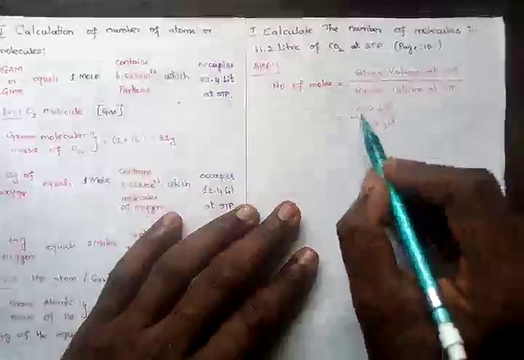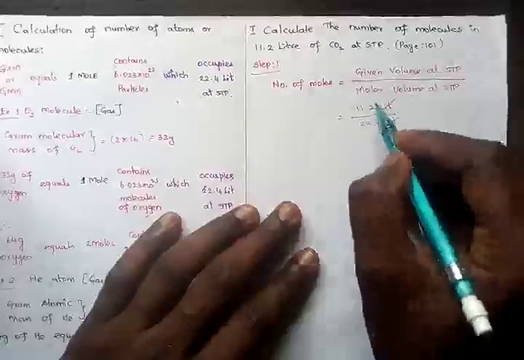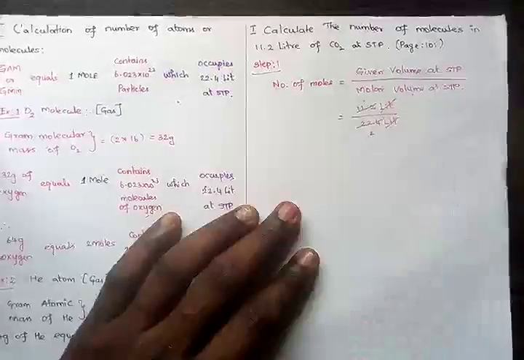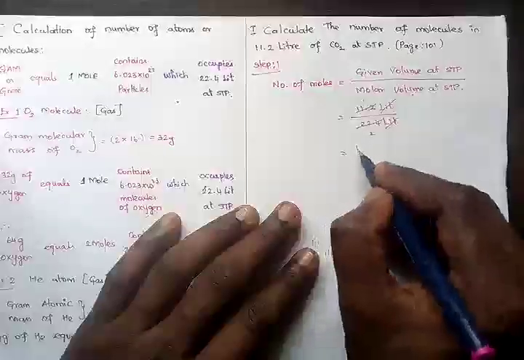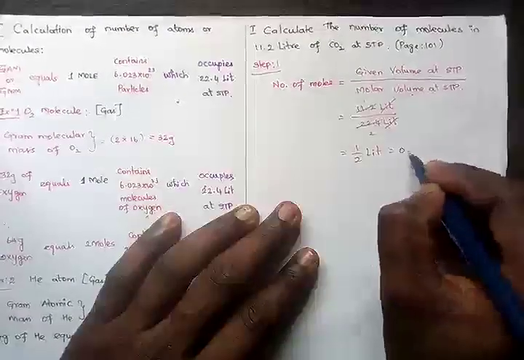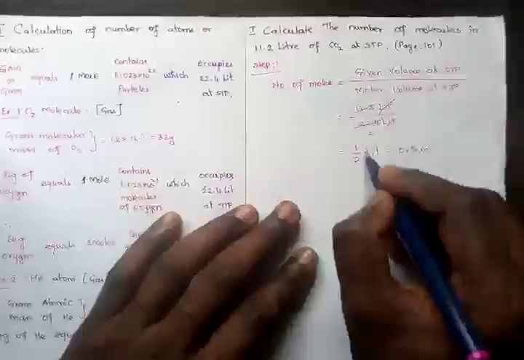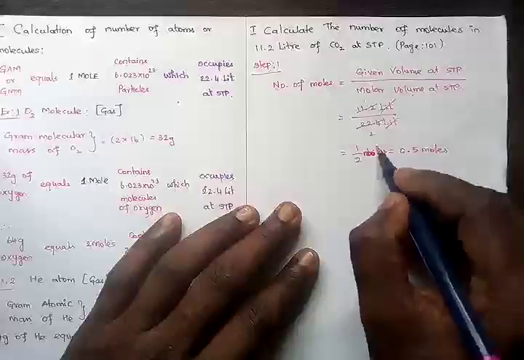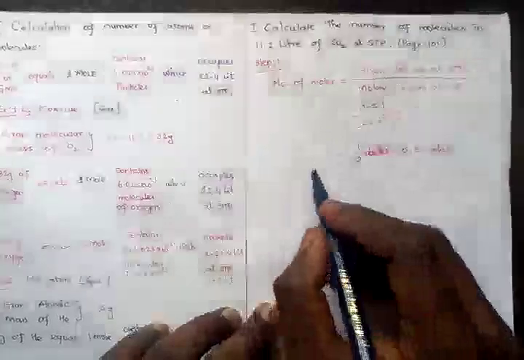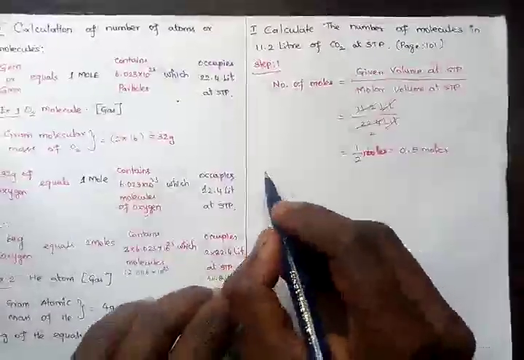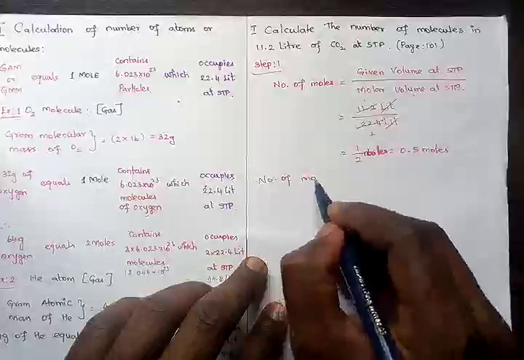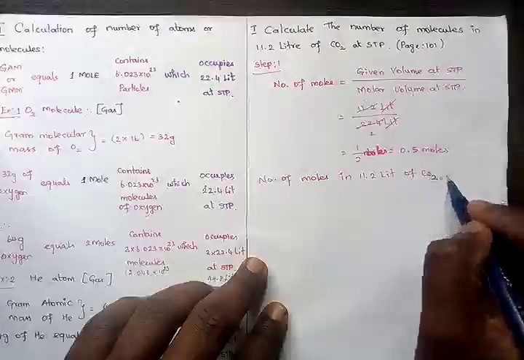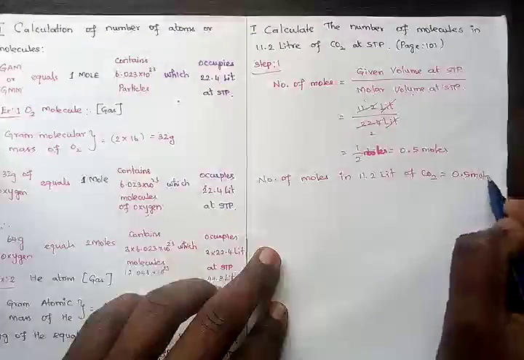Now what is the approximate value? If you divide by 11.2 exactly, it is 1 time, this is 2 times. So the answer is 1 by 2, which is equal to 0.5 mole, otherwise 0.5 moles. So it is a mole. Now we have calculated the number of moles. So the number of moles in 11.2 liters of carbon dioxide is 0.5 moles.